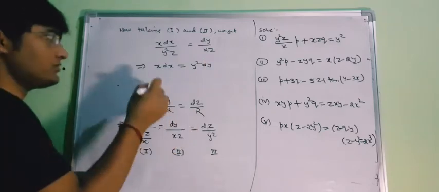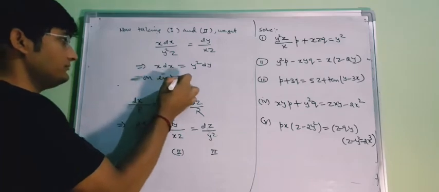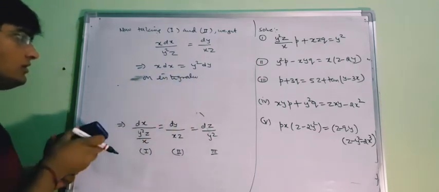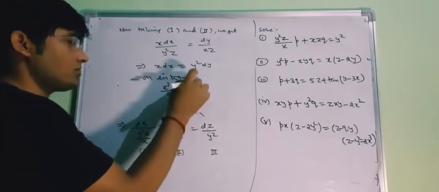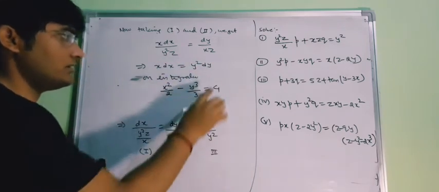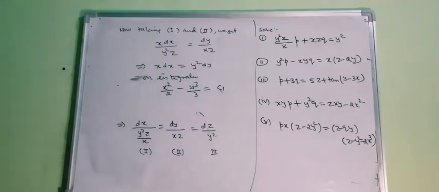Now let us integrate this one. So on integration of x we get x square by 2, then here the integration of y square will be y cube upon 3, equal to some constant of integration, say c1. So this is your first constant.